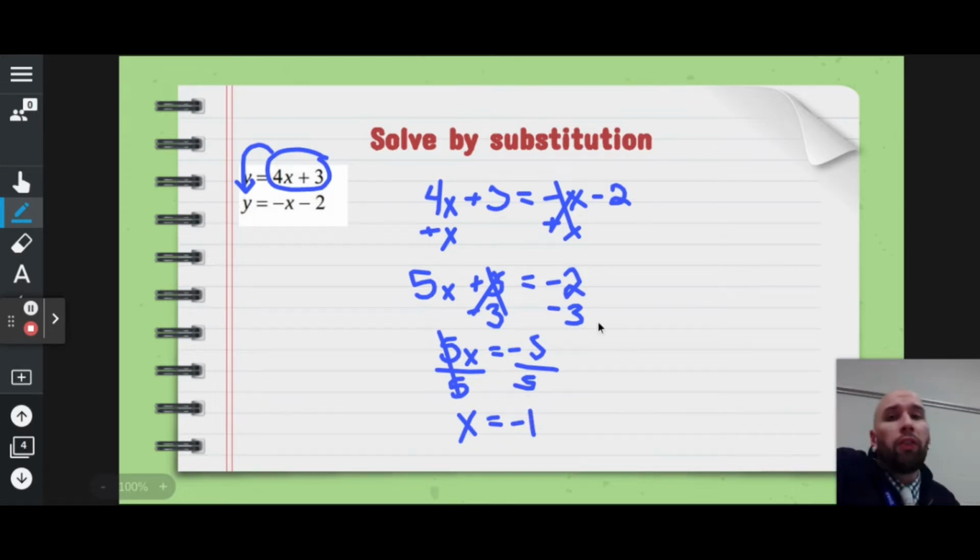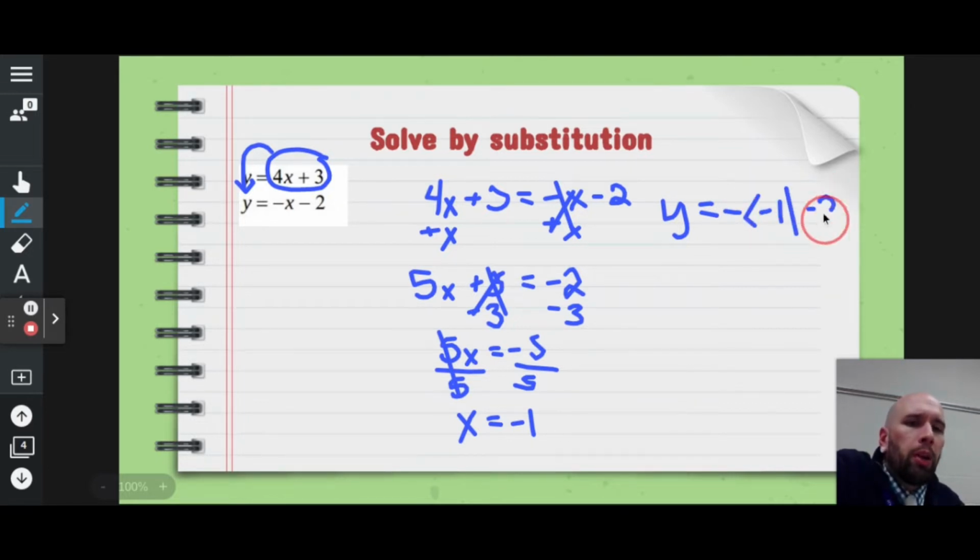Now I also need to find my y value. I could use any one of these equations. Since I can barely see the top one, let's use the bottom one. You plug that into any equation to solve for y. So y equals negative x, and x is negative 1, so I have a double negative 1.